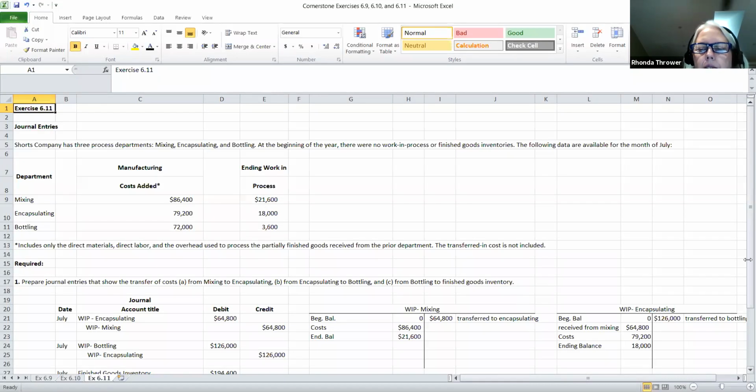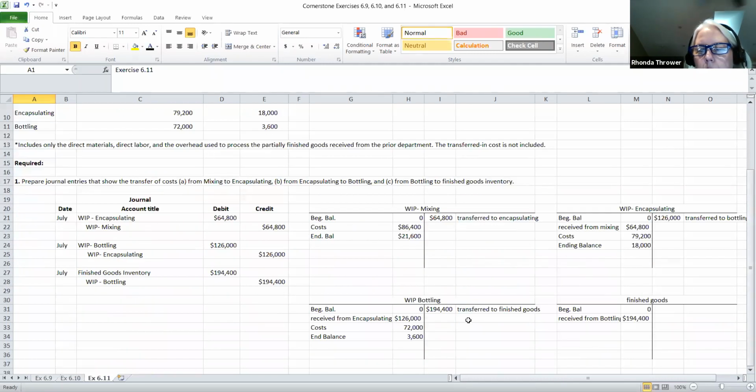And so what I wanted to do is start off with the T accounts. And because they told you there was no beginning balance in your departments, I first of all wrote in a beginning balance for work in process. Remember, work in process is an asset account. It's going to have a debit balance. So beginning balance is 0 for work in process for each one of the departments. And there were 3 departments: mixing, encapsulating, and bottling.